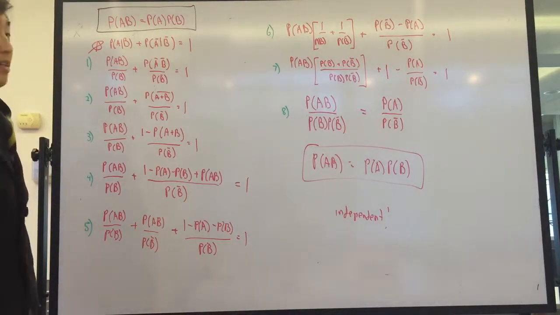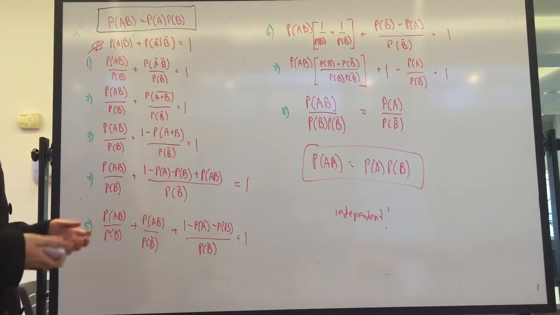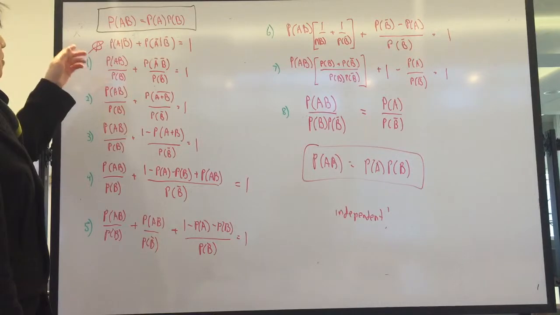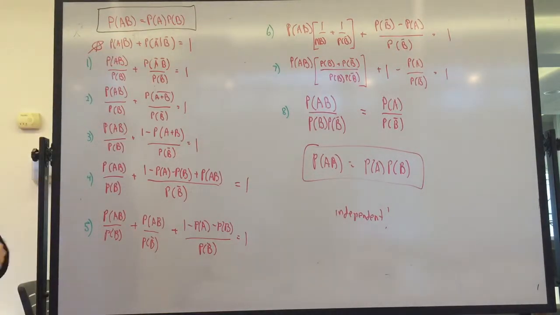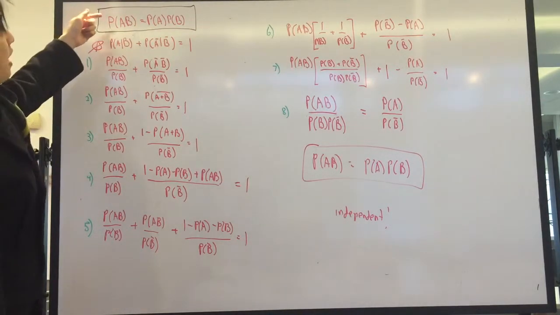Okay, this is problem set 1, number 3. We're trying to prove that A and B are independent, given that the probability of A given B plus the probability of A bar given B bar is equal to 1. A and B are independent if the probability of AB is equal to the probability of A times the probability of B.